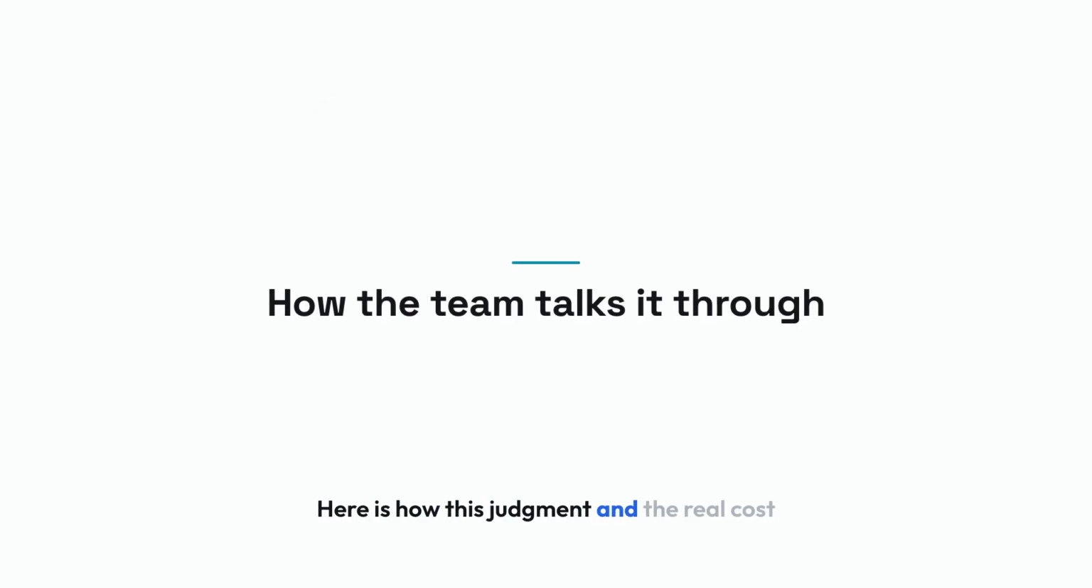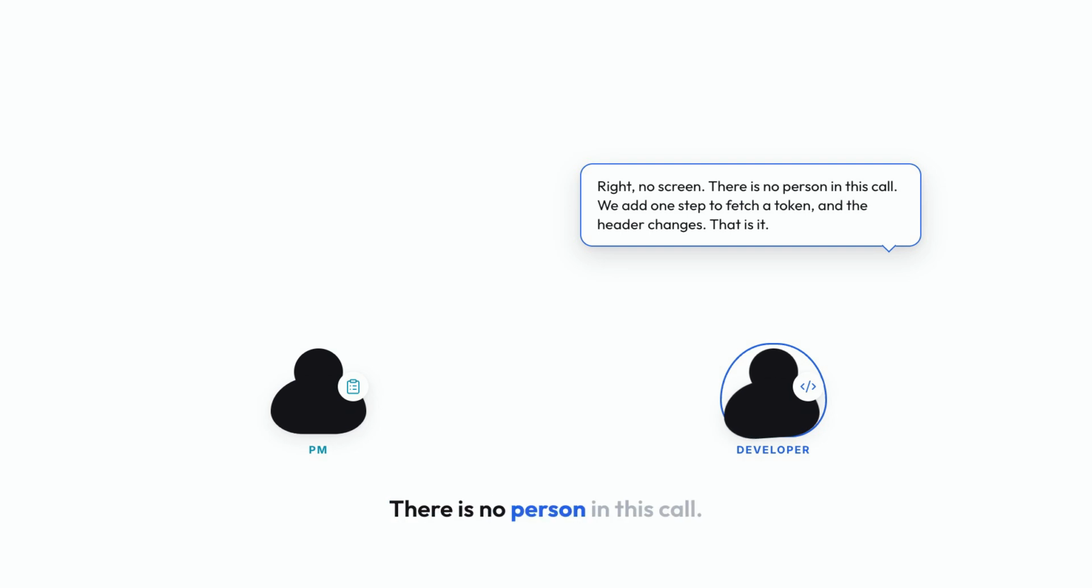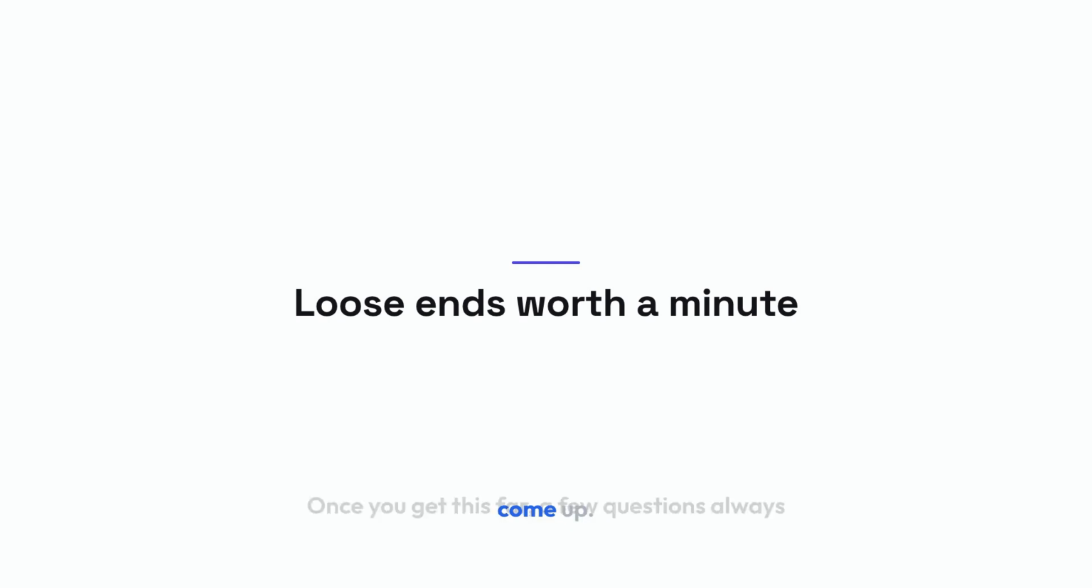Here is how this judgment and the real cost actually sound on a real team, right at the kickoff of a switch like this. We do not need a login screen here, right? The partner wants us on OAuth, but our server calls with its own account. Right, no screen. There is no person in this call. We add one step to fetch a token, and the header changes. That is it. So half a day then? The code, yes. But first we check how long the partner keeps the old way alive, and then we hunt down every place in our code that still uses it. That part takes longer.